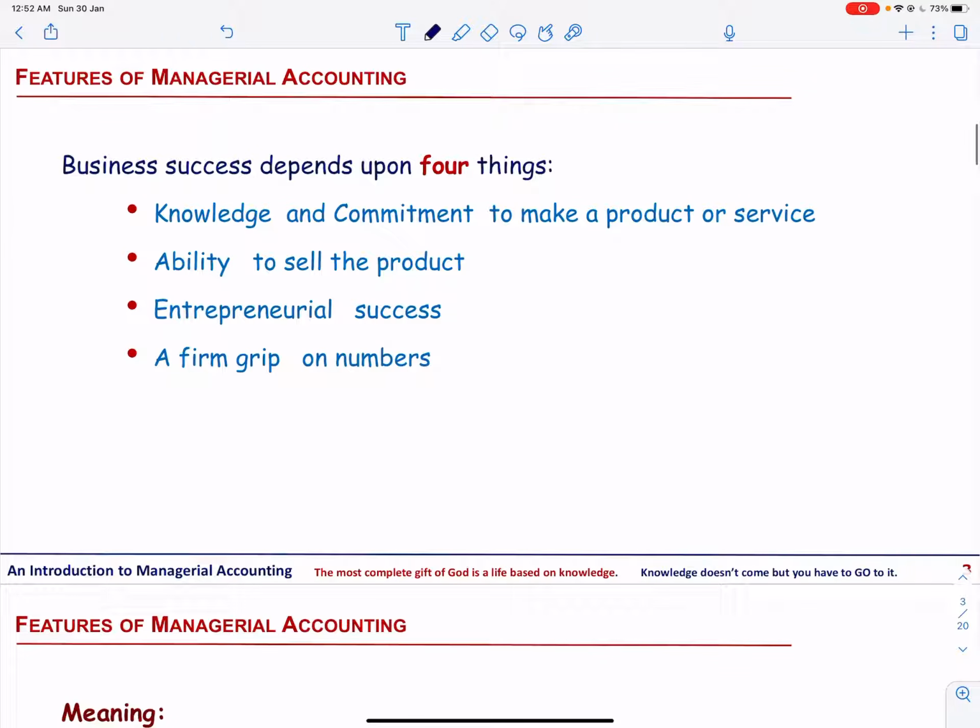Business success depends upon four things: knowledge and commitment to make product or service, ability to sell the product, entrepreneurial success, and firm grip on numbers. In this video, we will explore how accounting information helps the company to survive and grow.